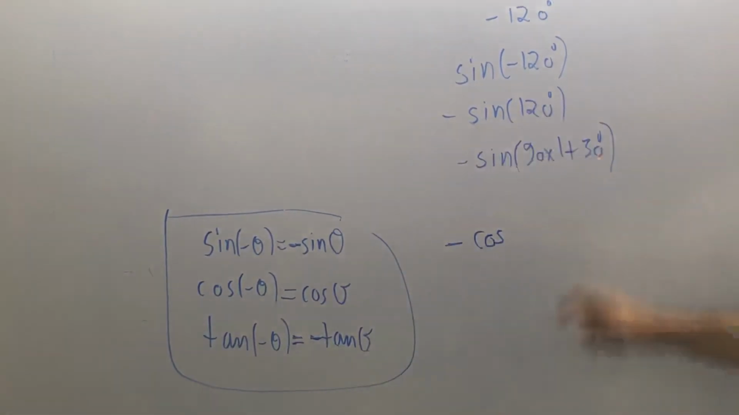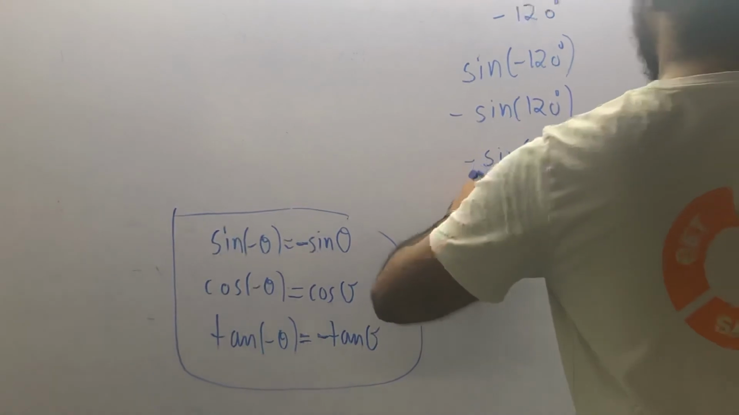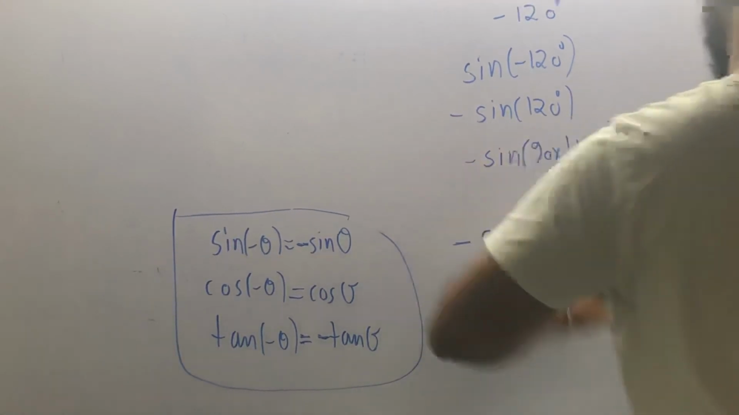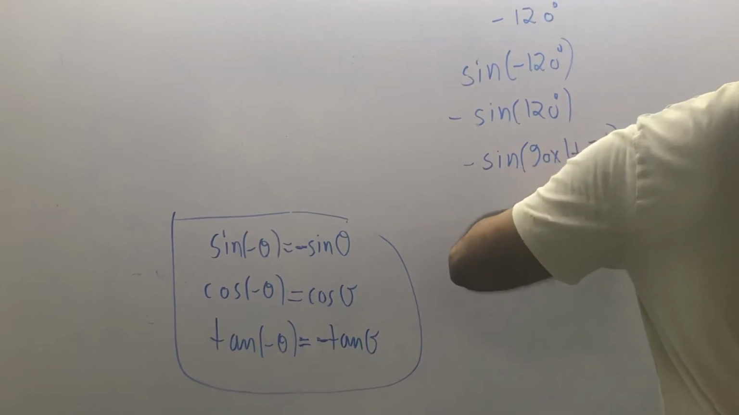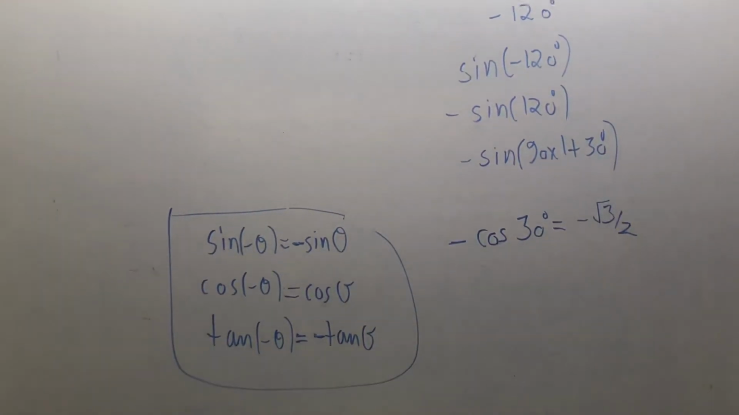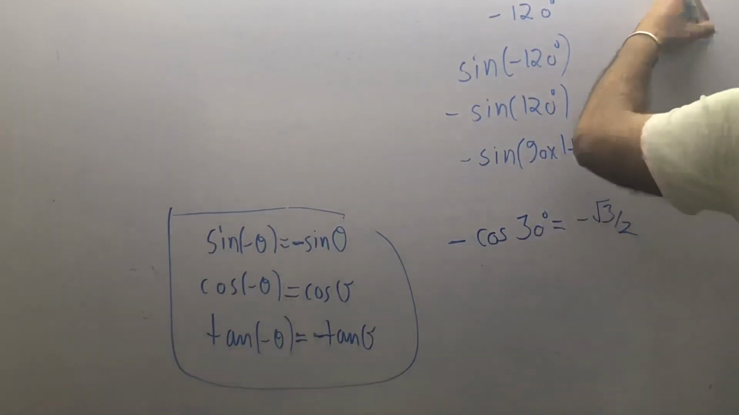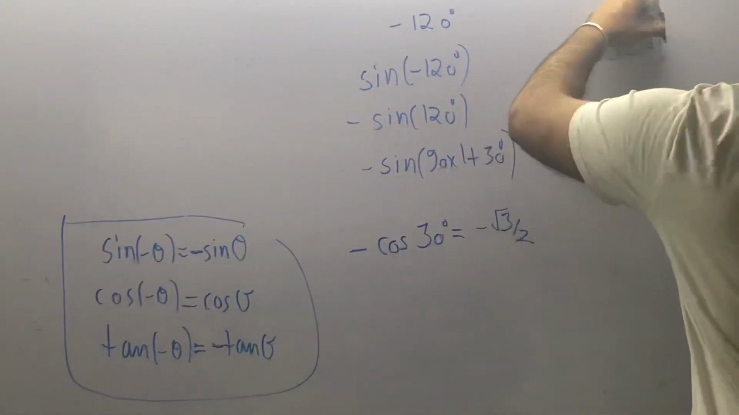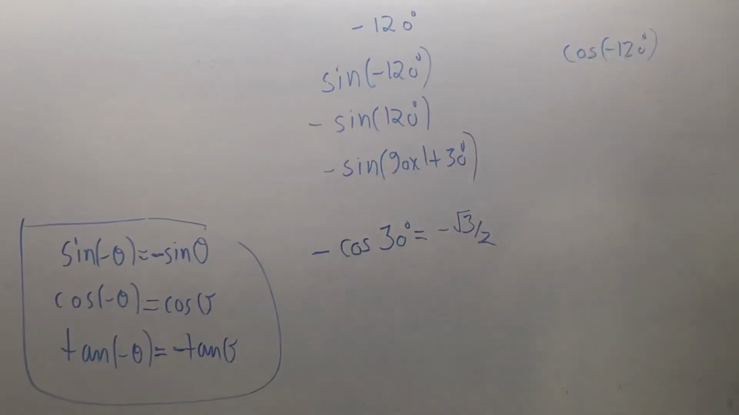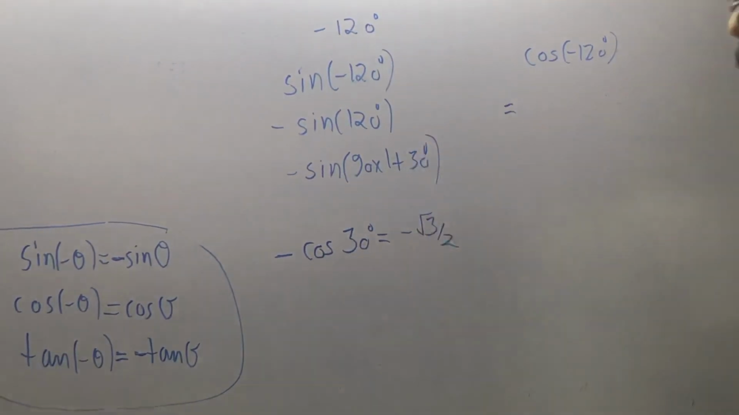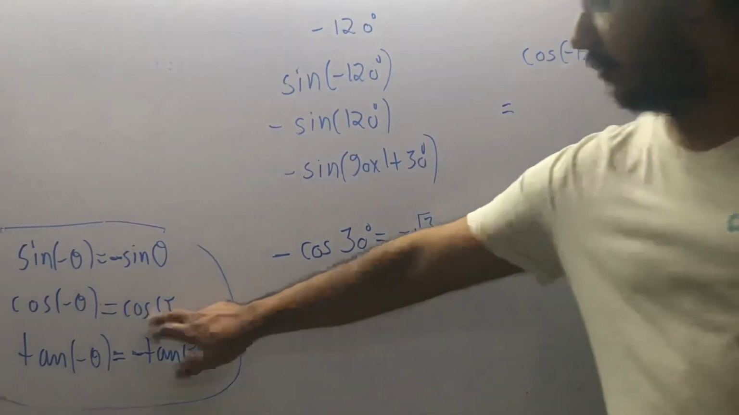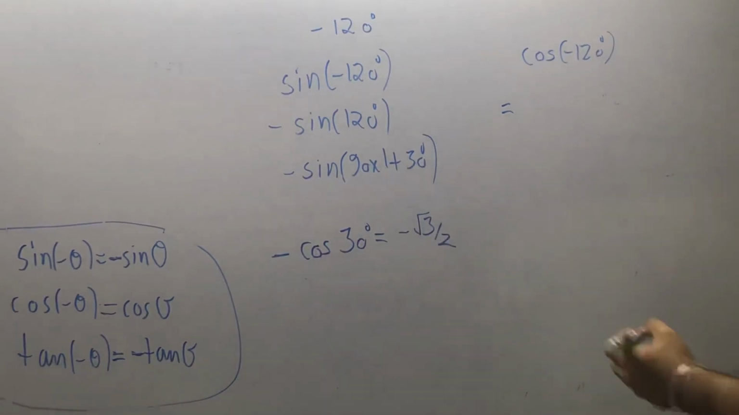And the remaining thing is 30 degrees, so minus cos 30. This will be how much? Minus root 3 by 2. Okay. Now next one. Cos of minus 120. So cos of minus theta is what? Cos theta.